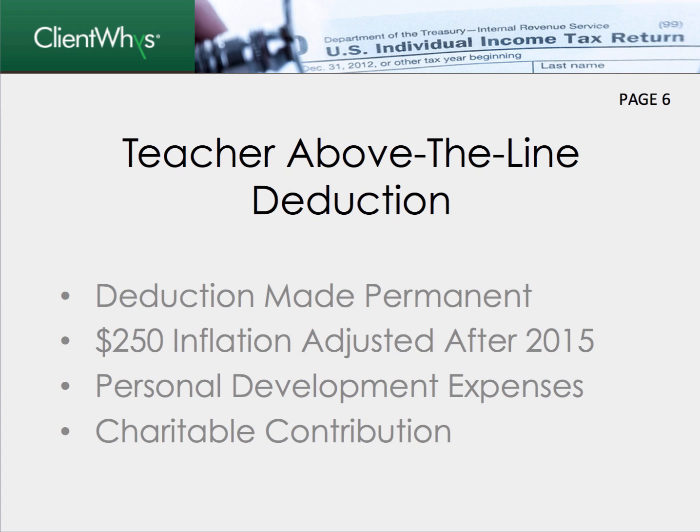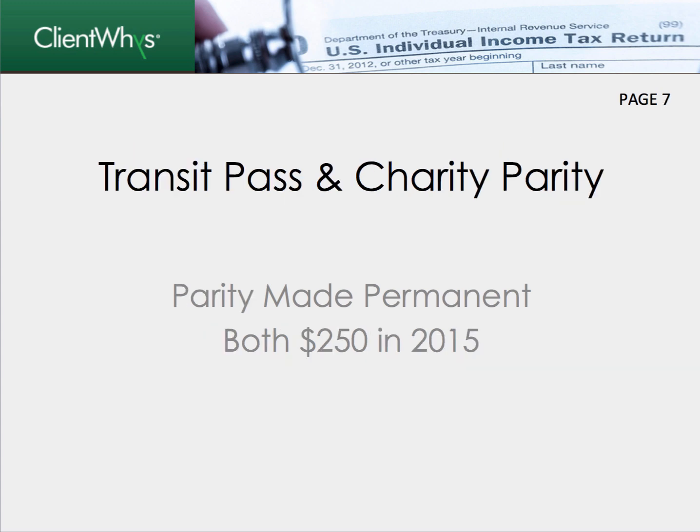So let's take a look at the next provision. Next up is transit passes and charity parity. What happens here is that for several years the transit benefit was set at $240 for qualified parking, but only $120 for transit passes. So this bill changes that so they're both the same, and that is a permanent change going forward.